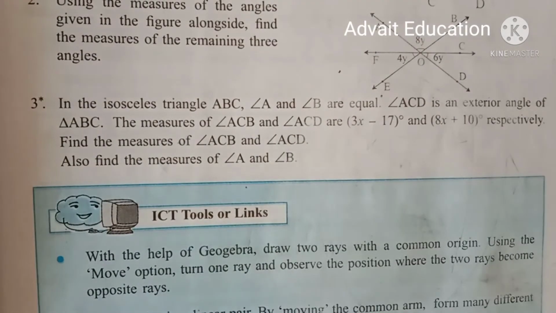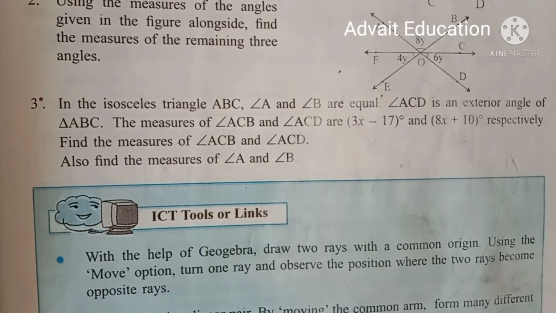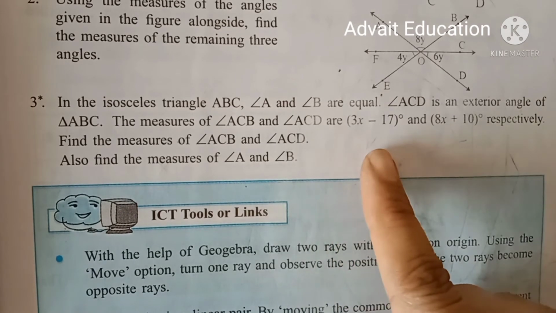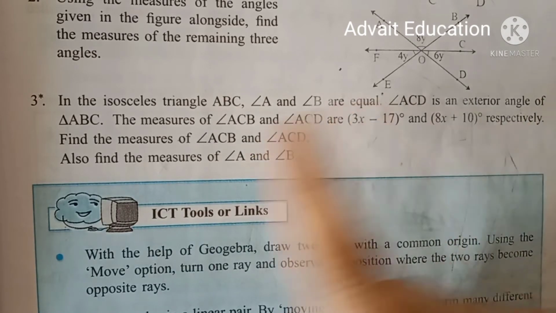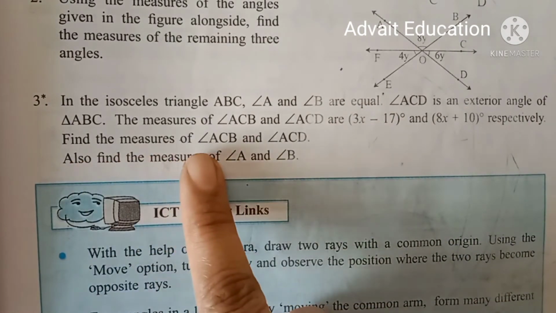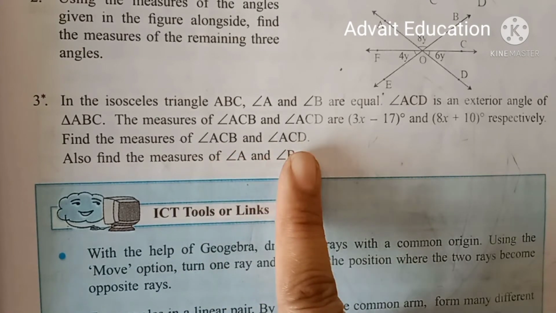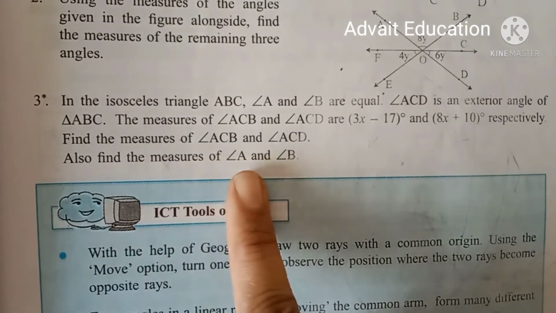Third question. In the isosceles triangle ABC, angle A and angle B are equal. Angle ACD is an exterior angle of triangle ABC. The measure of angle ACD and ACB is equal to 8x plus 10 degree and 3x minus 17 degree respectively. Find the measure of angle ACB and ACD. Also find the measure of angle A and B.